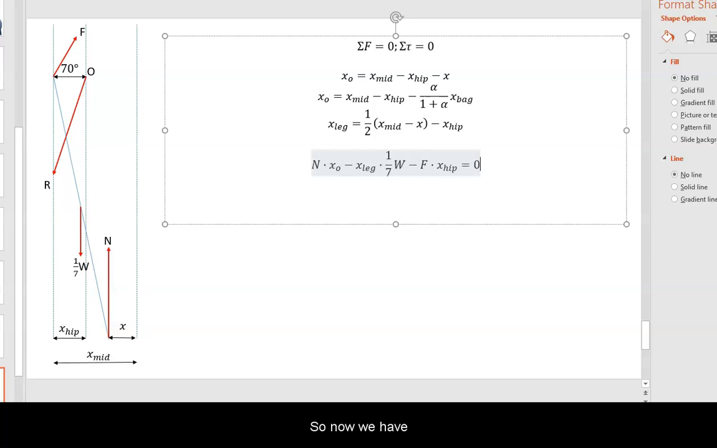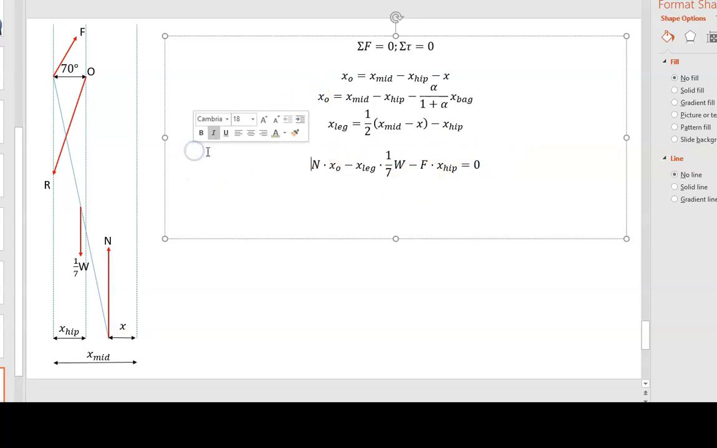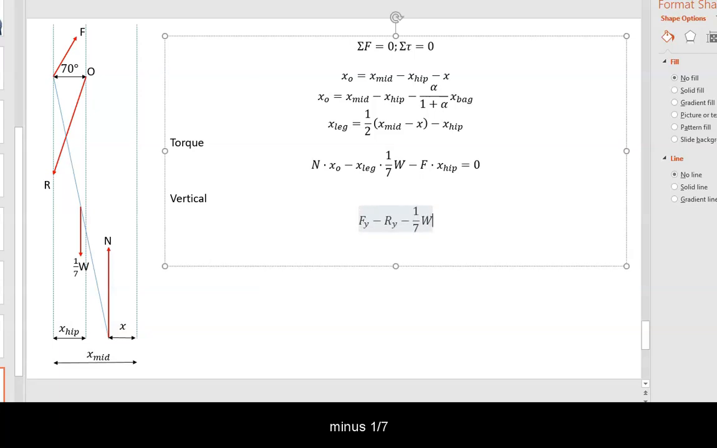Now we have everything we need to calculate F, because we know x naught, we know x leg, we know N, we know W. And then, from the torque, when we go to look at vertical, vertical is very similar to last time. I'm going to just call it Fy minus Ry minus 1/7 W plus N equals 0.